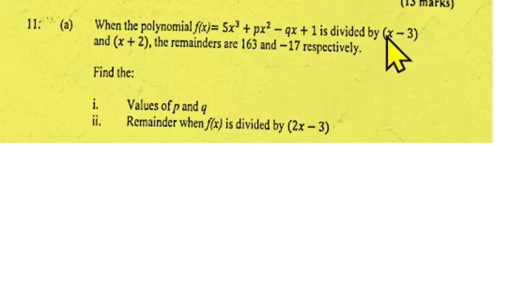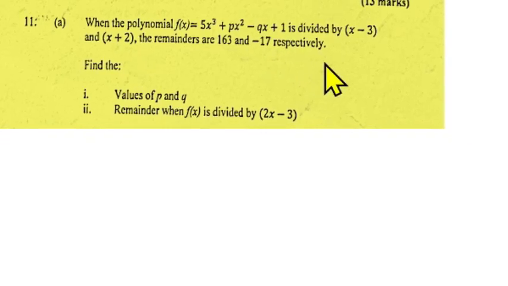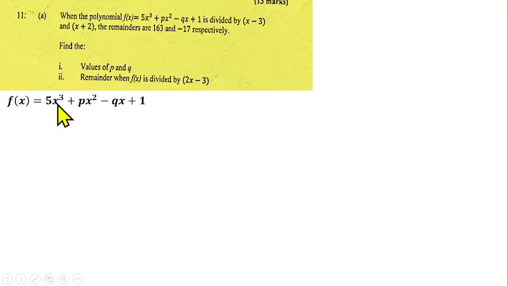So when I substitute the value of x equals 3 into this function, it should give me the 163, which is the remainder theorem. So if I substitute f of 3 into this function, I should get 163. If I also substitute f of minus 2 into this function, I should get minus 17. So we have f of x equals 5x cubed plus px squared minus qx plus 1. So if f of 3 equals 163, if I put this into this, I should get 163.